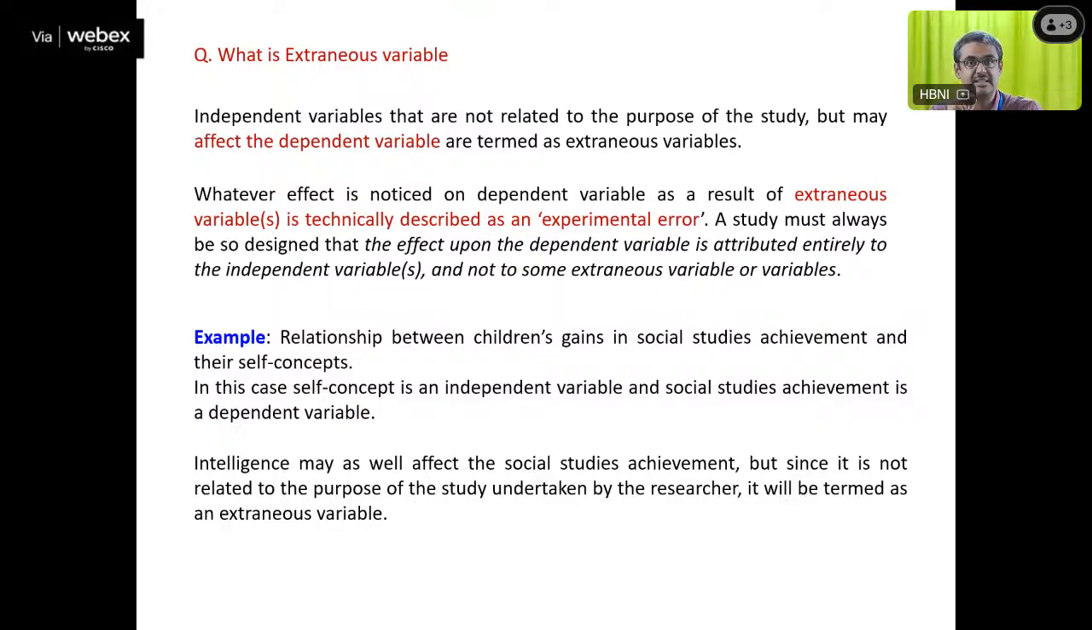But which is the extraneous variable? It is intelligence. Intelligence may as well affect social studies achievement, but since it is not related to the purpose of the study undertaken by the researcher, it will be termed an extraneous variable. This is just to understand what an extraneous variable is. An example.